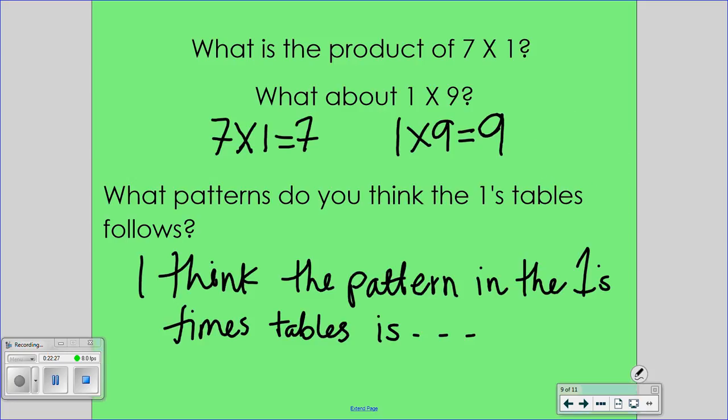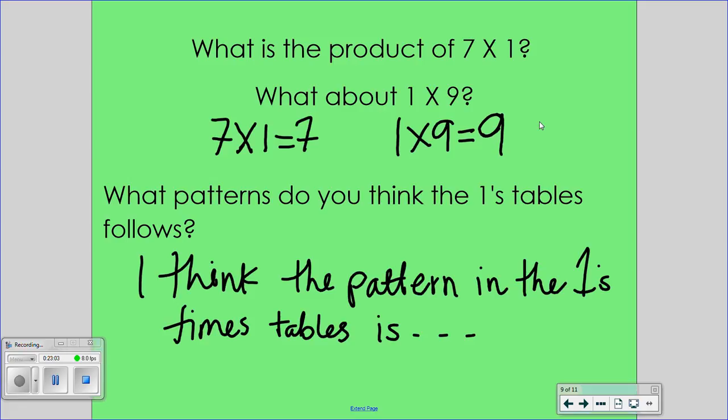Really good thought, when you have a 1 in the equation. 1 times 0 is a small number. Cheyenne, what are you thinking? I think the pattern in the 1's times table is that it has a 1 in it, and the answer is the same as the other number. Anything times 1 is itself.